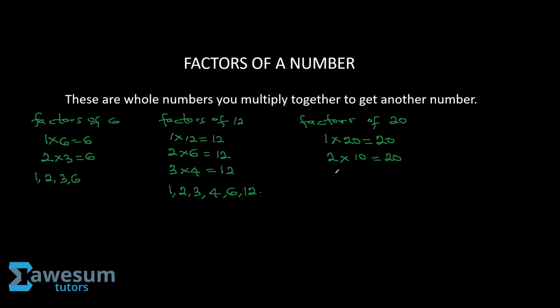So if you go to 4, 4 times what? 5 gives you what? 20. What else? There is nothing left. That tells you that your factors of 20 are going to be 1, 2, 4, 5, 10, and 20.